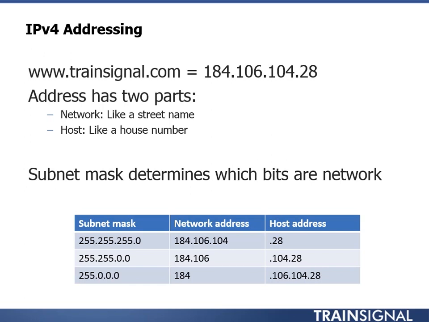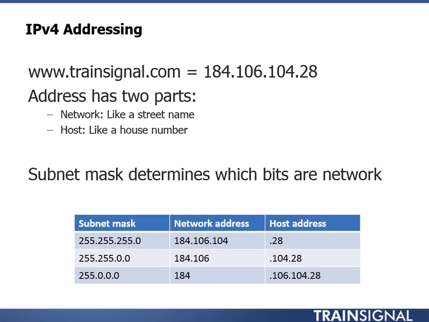Now, here's the magical and confusing part about IP addressing. The network and host number are variable. The network isn't always the first 3 blocks, and the host number isn't always the last block. It's defined by the subnet mask. So these are common subnet masks down here at the bottom.